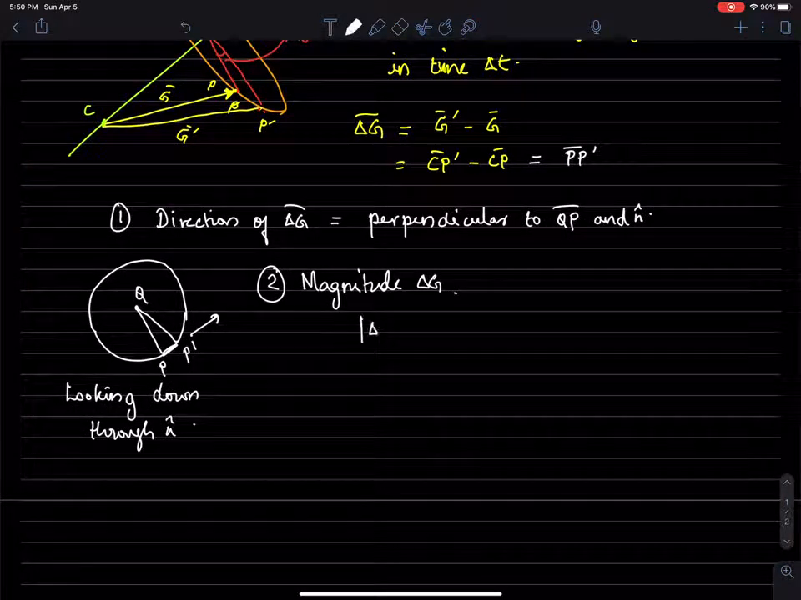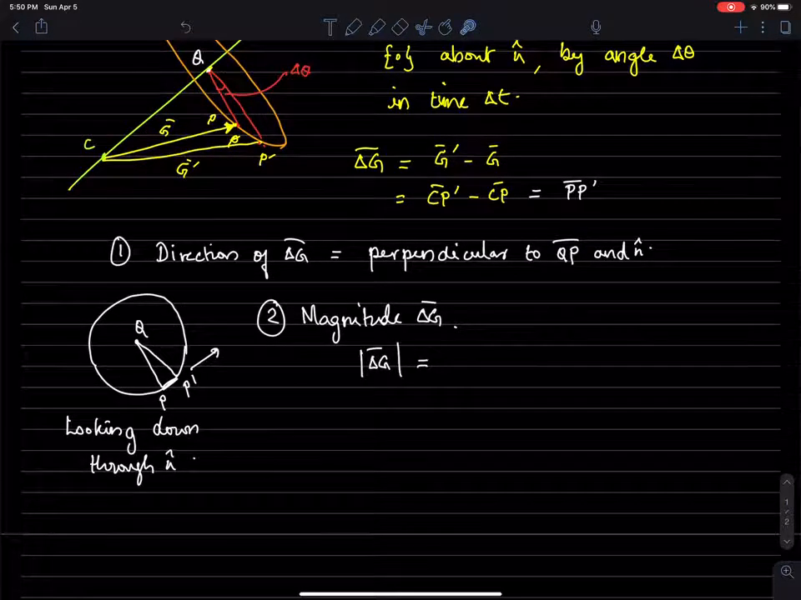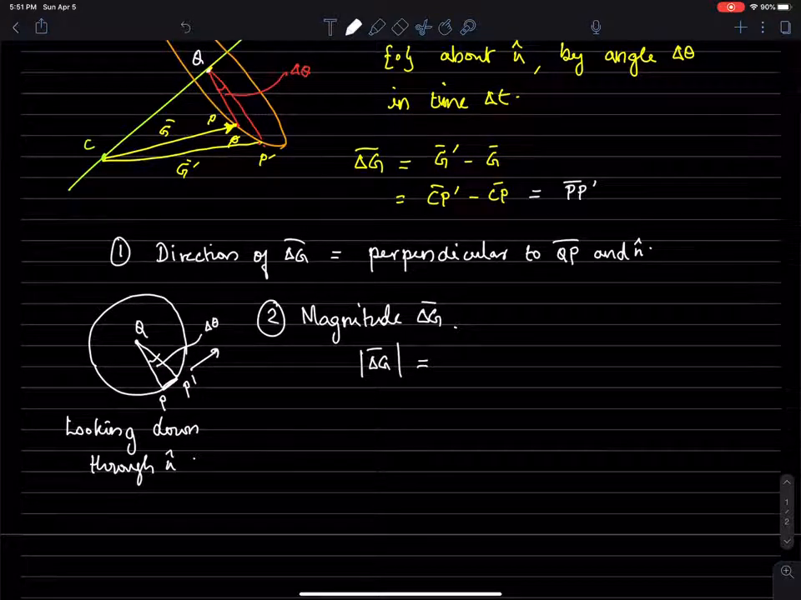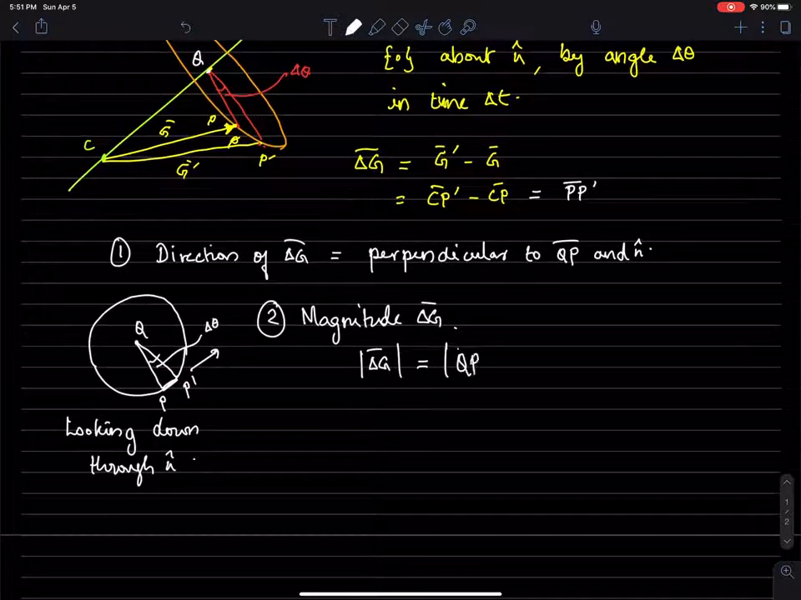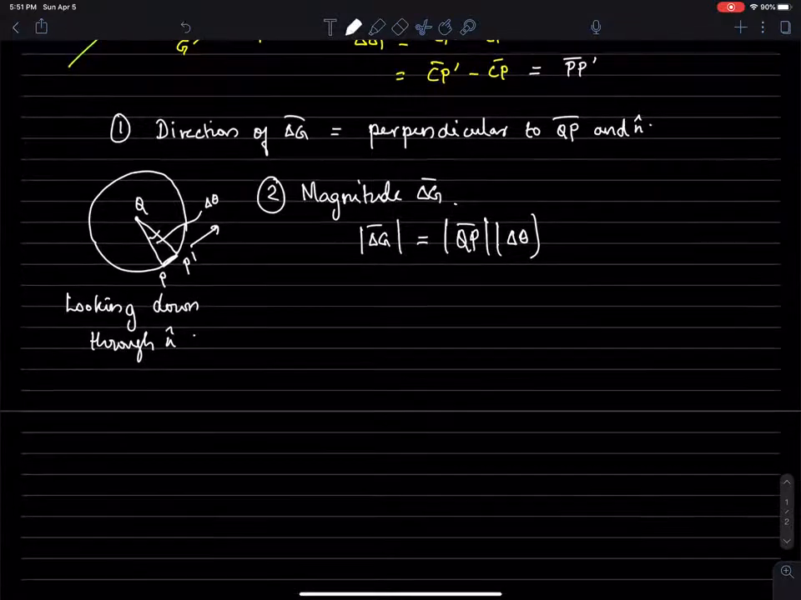Magnitude of delta G, the vector, equals, if you look at this picture, it's quite clear. It's QP times delta theta. Okay, so if this is delta theta, it's basically this angle times this radius. So it's QP times this angle, so let me just write that down. So this is the absolute value of the magnitude of QP and the magnitude of delta theta. Okay, that's what the magnitude of delta G is.